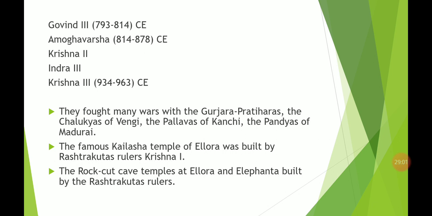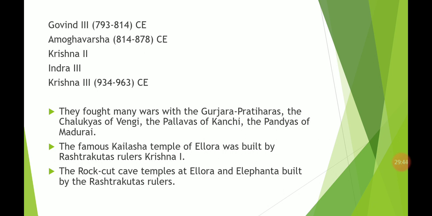There were many religions that were patronized by the Rashtrakuta rulers. They adopted the Jain religion, Buddhist religion, Hindu religion, and several kings adopted different ones. Because of that, they built different caves that you have already studied in several classes. In total they made 34 caves.